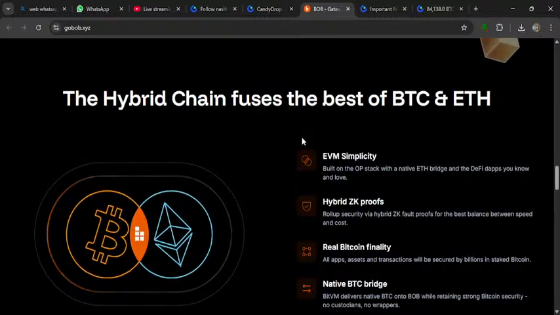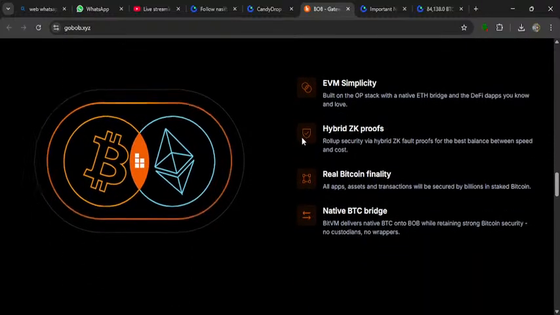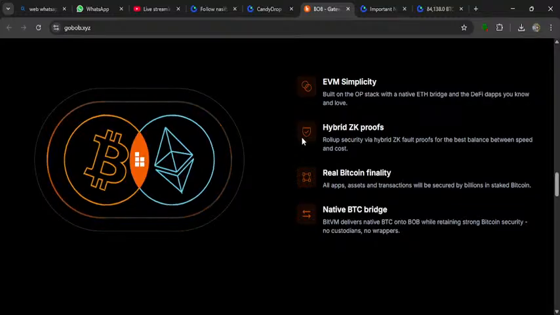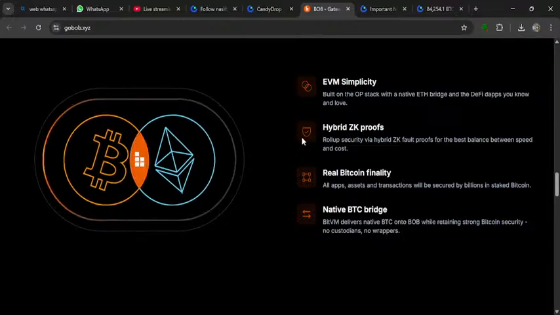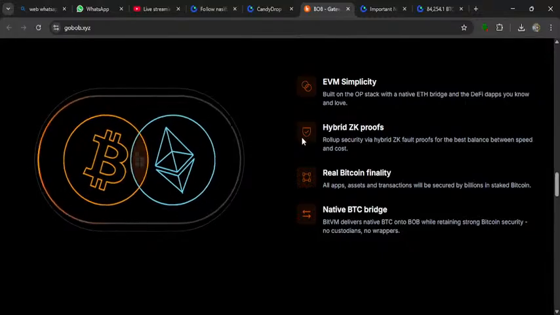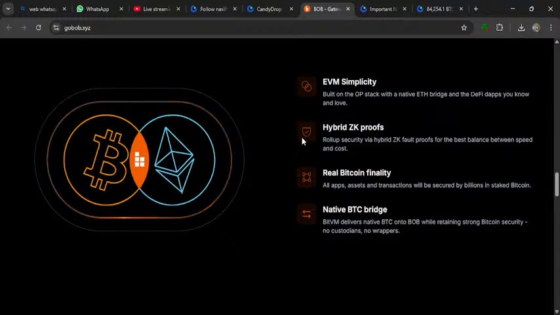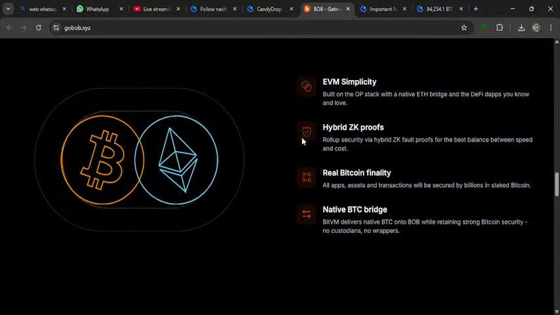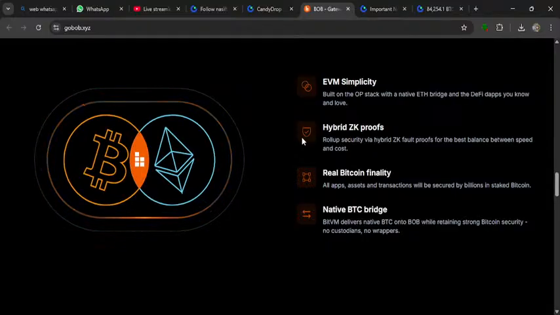And the hybrid chain fuses the best of BTC and ETH and EVM simplicity, built on the OP stack with the native ETH bridge and the DeFi dApps you know and love, and hybrid ZK proofs, rollup security via hybrid ZK fault proofs for the best balance between speed and cost. And real Bitcoin finality: all apps, assets and transactions will be secured by billions in staked Bitcoin.